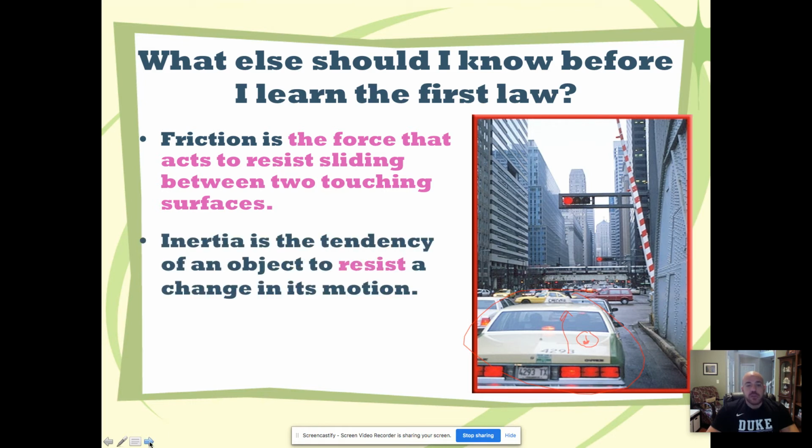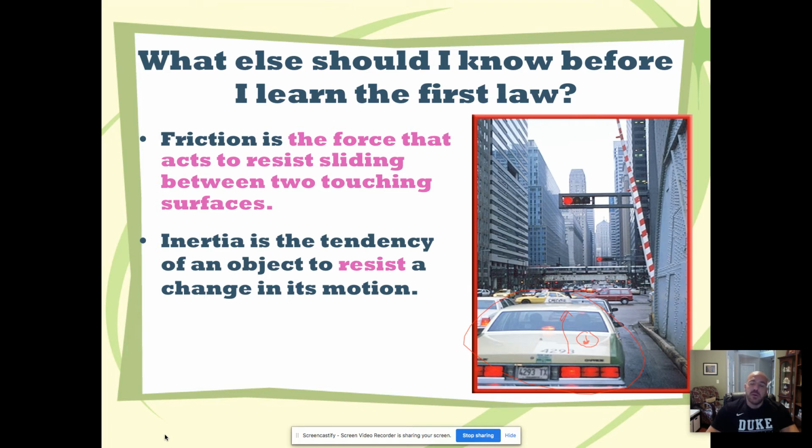Inertia is a new vocabulary word, and that's the tendency of an object to resist a change in motion. In other words, whatever an object is doing, sitting still or moving, it wants to keep doing that. And inertia is that tendency that it will keep doing that. Every object that you look around in your room that's not moving, it'll never move due to inertia unless some force makes it.